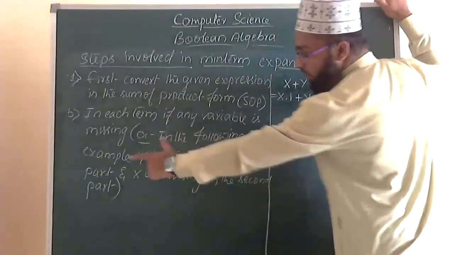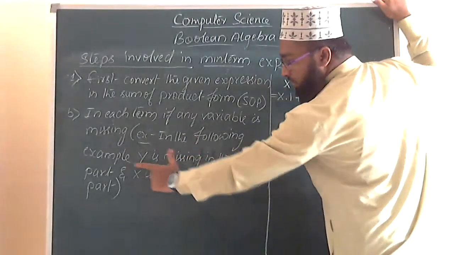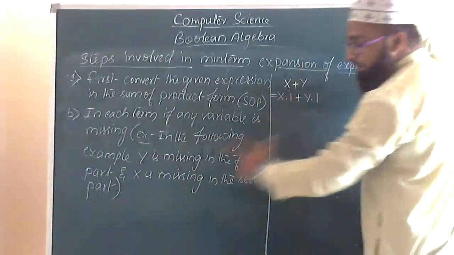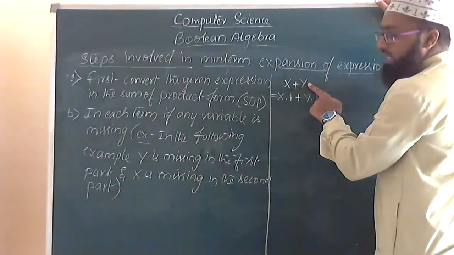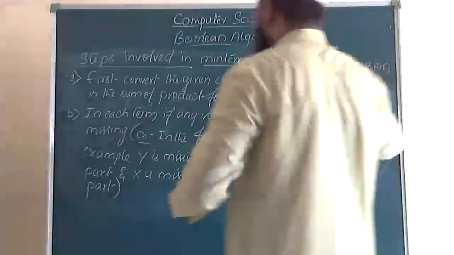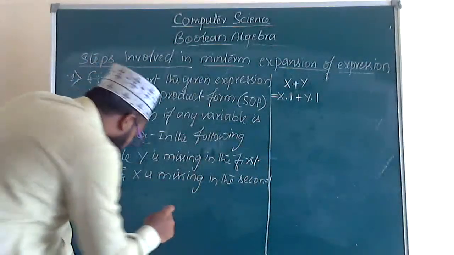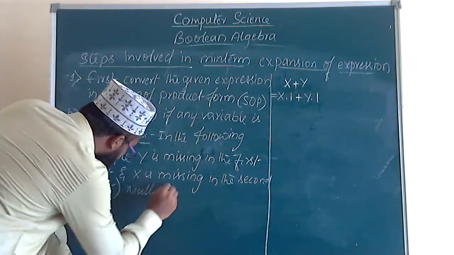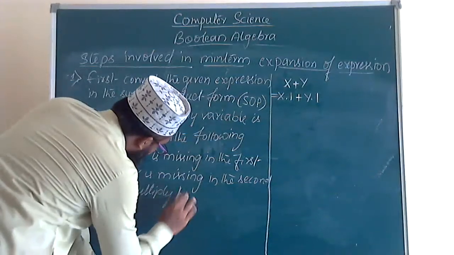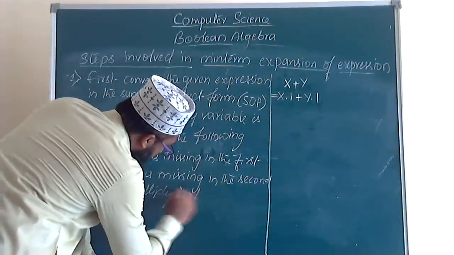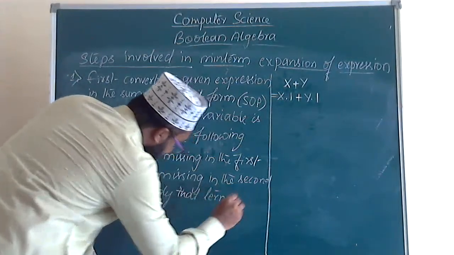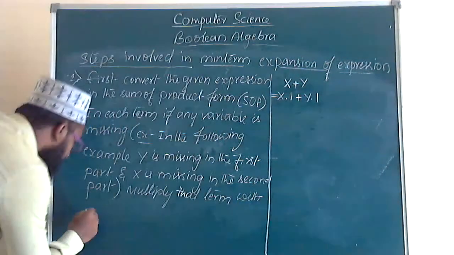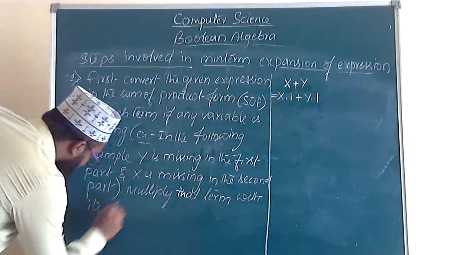In the following example, y is missing in the first part, and x is missing in the second part. Then after that, what do we have to do? Multiply that term with its factor.